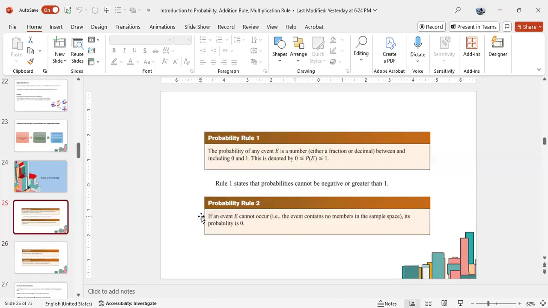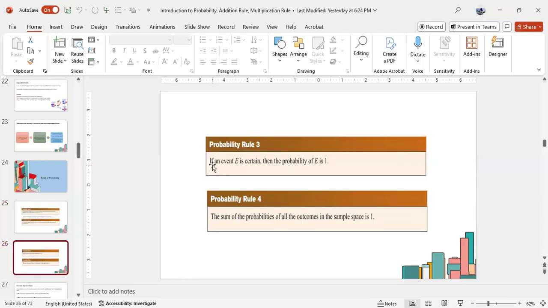Rule number 2 states that if an event E cannot occur, its probability is 0. The third rule states that if an event E is certain and it is bound to happen, then its probability would be 1. Similarly, rule number 4 states that the sum of probabilities of all the outcomes in the sample space is 1. The sum of all outcomes in a sample space is 1 and always 1.